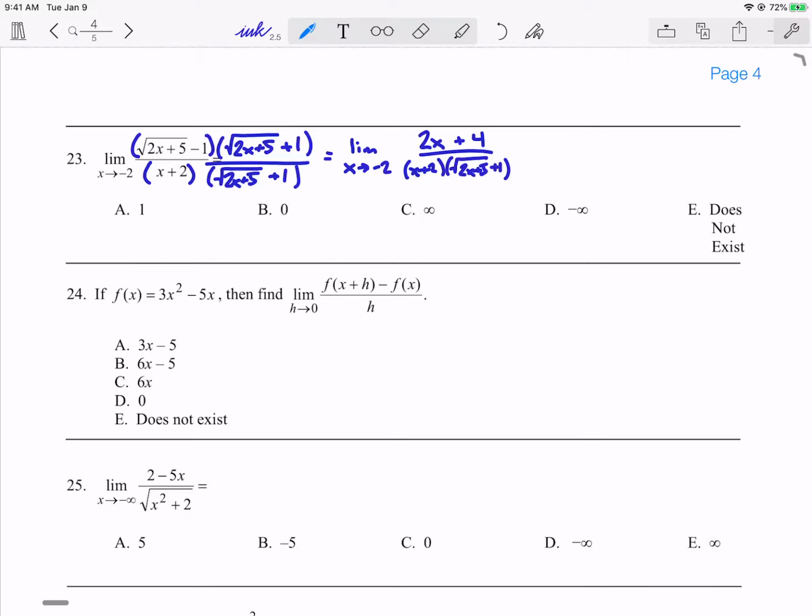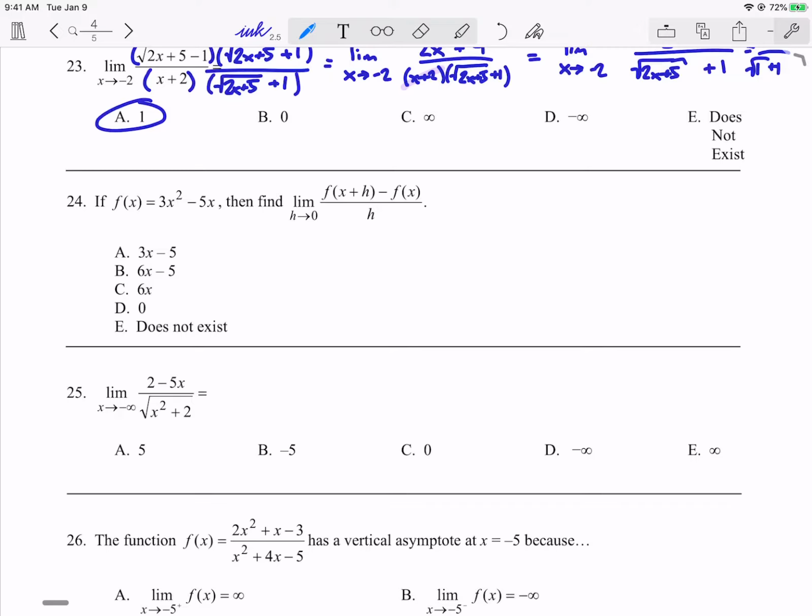So then what you've got to notice is the top is really 2 times x plus 2. So then the x plus 2's cancel, and you're left with just a 2 on top. So you've got the limit as x goes to negative 2 of 2 over the square root of 2x plus 5 plus 1. Now you can plug negative 2 in, and on bottom you get the square root of 1 plus 1, which is 2. So we get 2 over square root of 1 plus 1, which is 2 over 2 is 1.